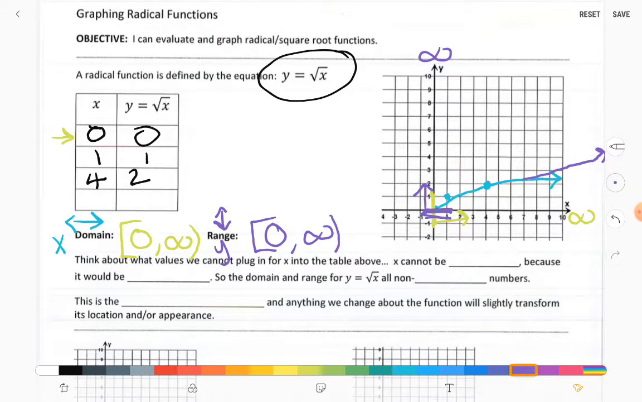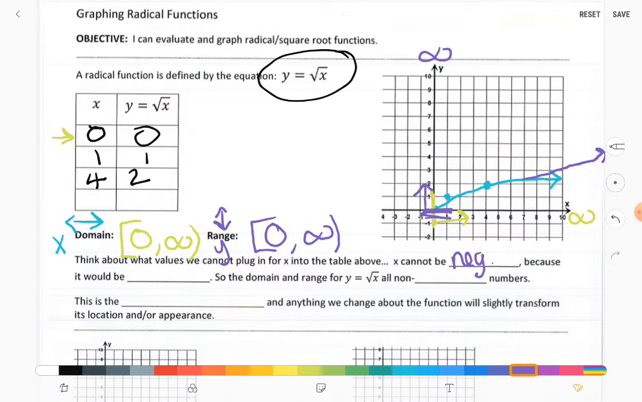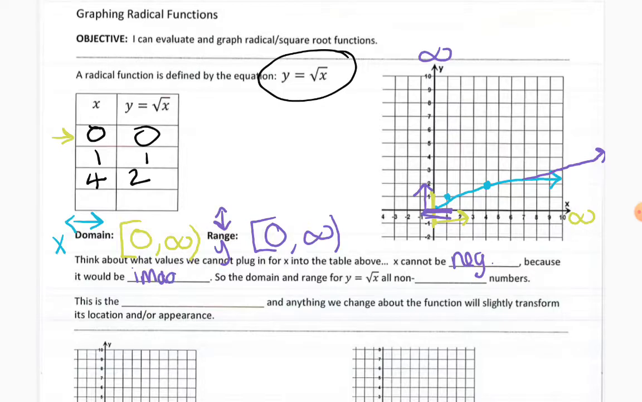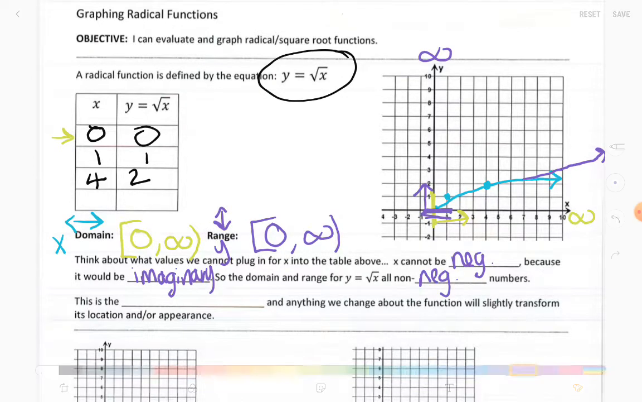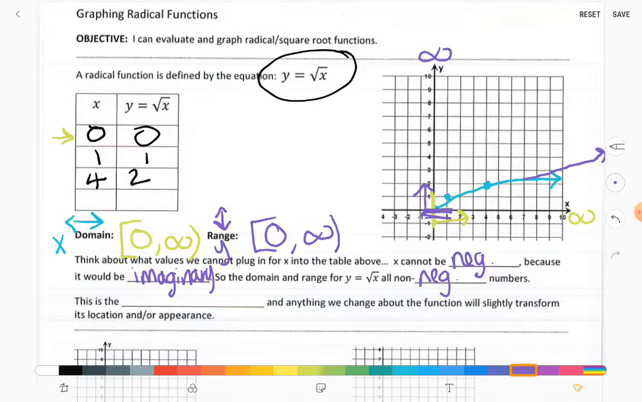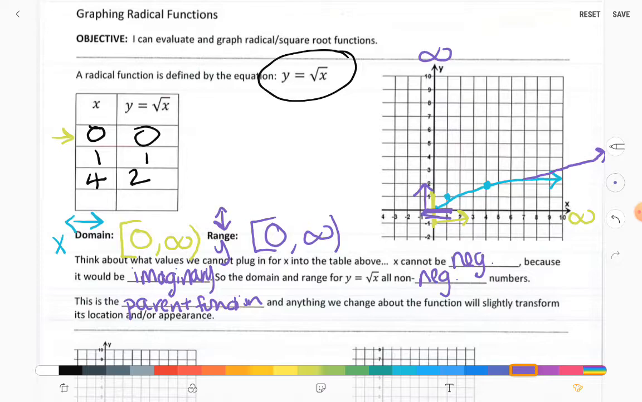Okay, so we need to think about what values we can't plug into the x from the table above. X cannot be negative. Okay, if we have a negative under the radical, remember our numbers would be imaginary. So the domain is going to be all non-negative numbers. Okay, and again, this is our parent function. It's the most basic radical graph that we have.